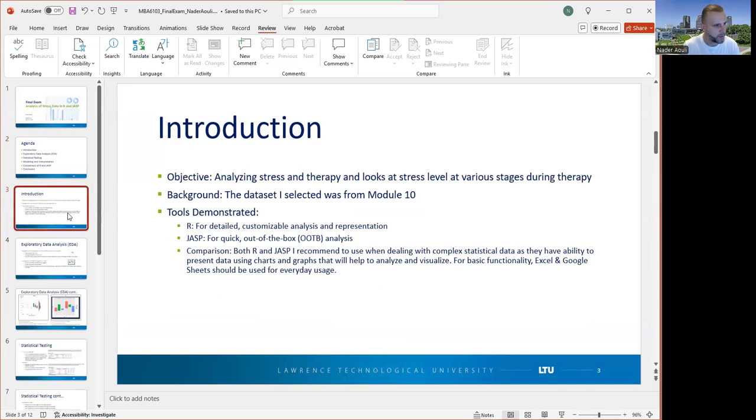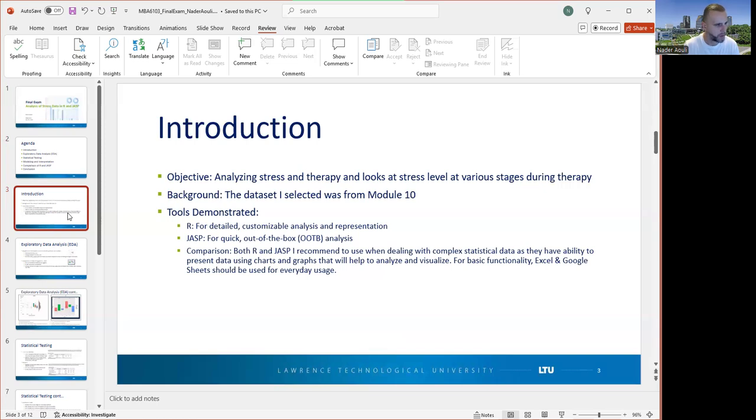Introduction. So the objective here is we're going to be analyzing the stress in therapy that looks at the different stress levels at various stages during therapy. Some background, the data set I selected was from Module 10. Again, this was a random data set that I selected based on the coursework, and I found this particular module pretty interesting. Tools demonstrated are as follows.